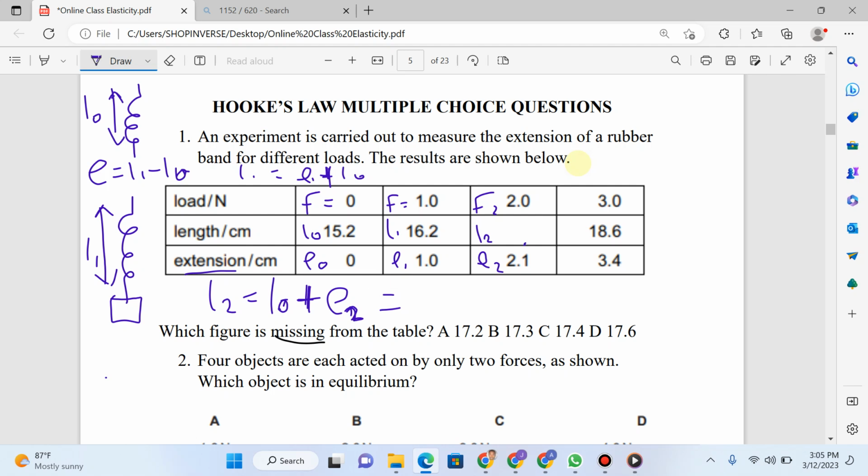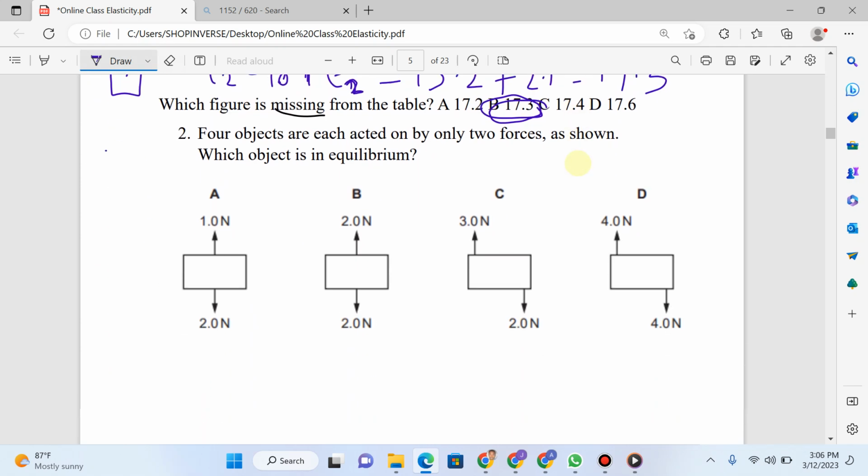So that's the formula we use. What's L0? L0 is the length when no force is applied, which is 15.2 cm. So you have 15.2 plus E2. What's our E2? E2 is the extension, 2.1. If you add 15.2 to 2.1, you get 17.3 cm, which is the answer. So the correct answer is option B. You shade B on your answer sheet, which is 17.3. That's your answer.